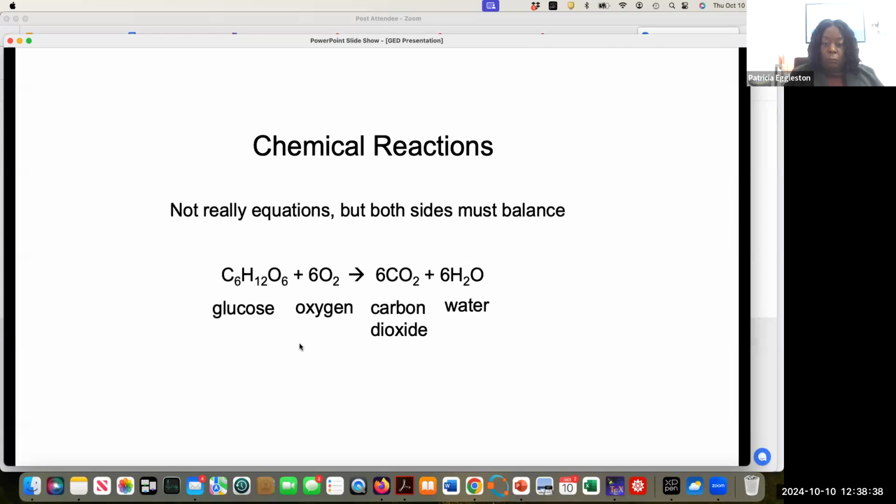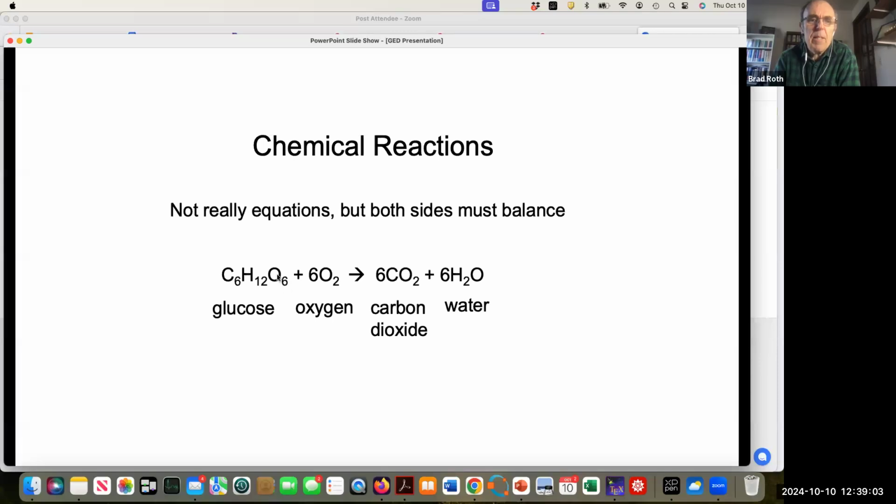All right. Chemical reactions aren't really math, but there's kind of some math in them. Reactions have to be balanced. The number of molecules on each side has to be the same. So for instance, glucose plus oxygen gives you carbon dioxide and water, that's basically what our bodies do when we eat sugars. You have to have the same number of oxygen molecules on each side.